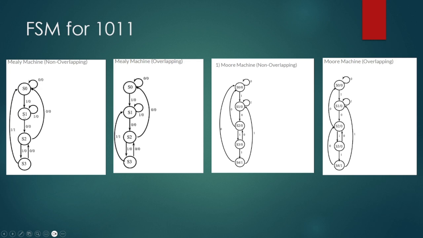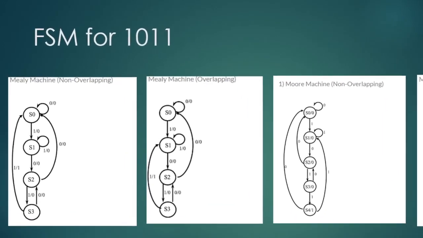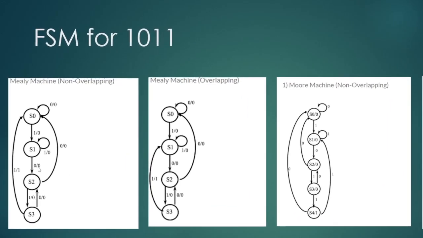S1. On input equals 0 stay in S1, output equals 0. On input equals 1 go to S2, output equals 1. S2. On input equals 0 go to S1, output equals 0. On input equals 1 go to S3, output equals 0. S3. On input equals 0 go to S0, output equals 0. On input equals 1 go to S0, output equals 0. Now let's see the code.